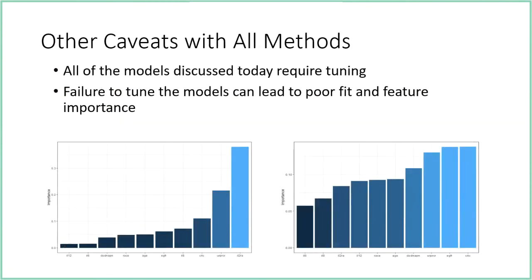The other caveat is that all of the models require tuning. Whether you're doing CART or artificial neural networks or random forest or support vector machines, there are tuning parameters that you have to tune prior to fitting the model. And if you fail to tune the model, you can get very poor fit and feature importance measures. So this is my tuned model. This is my untuned model. We can see that the feature importance between the tuned and untuned is very, very different. This actually does tell me something about rank, whereas this would suggest they're all somewhat equally ranked.